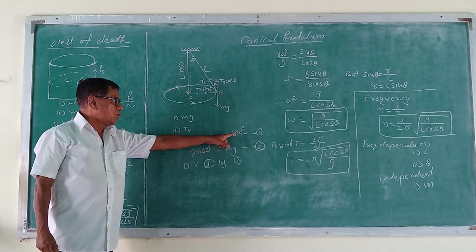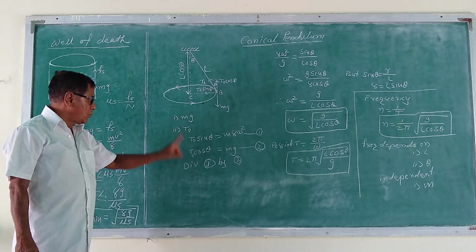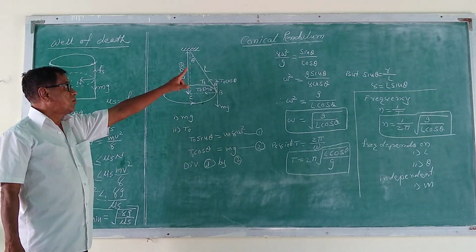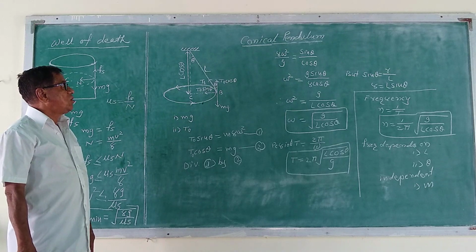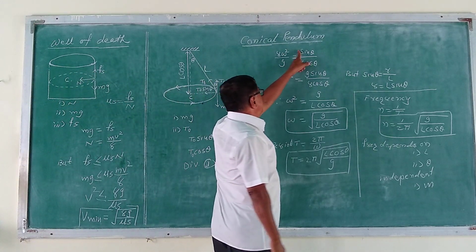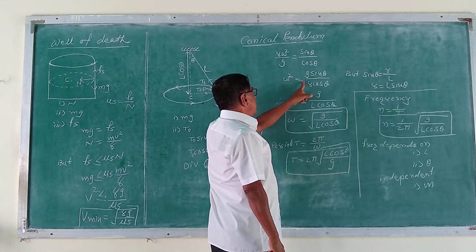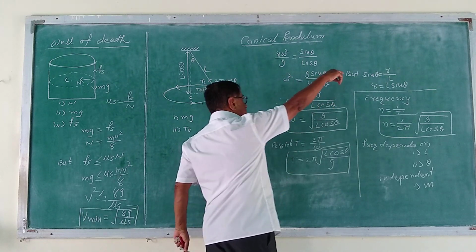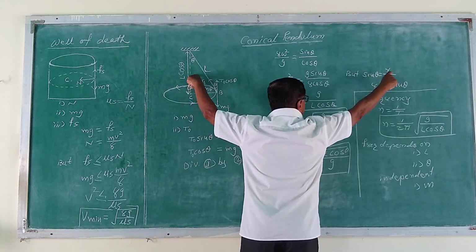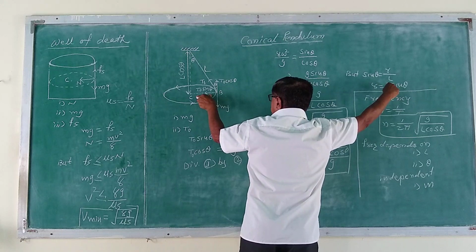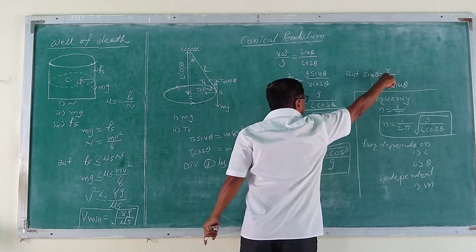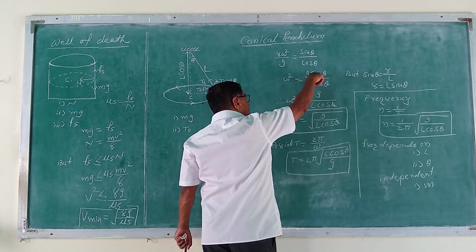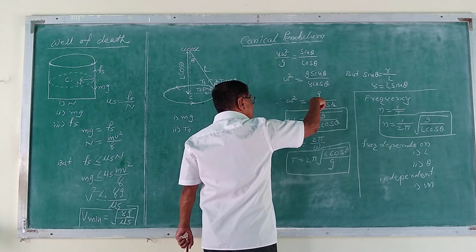T0 sin theta is equal to m r omega square, equation 1. Dividing 1 by 2, T0 cancels, sin theta upon cos theta is equal to r omega square upon g. Therefore omega square is equal to g sin theta upon r cos theta. Now, from this diagram, sin theta is equal to r upon l, so r is equal to l sin theta. Substituting and cancelling sin theta, omega square is equal to g upon l cos theta.